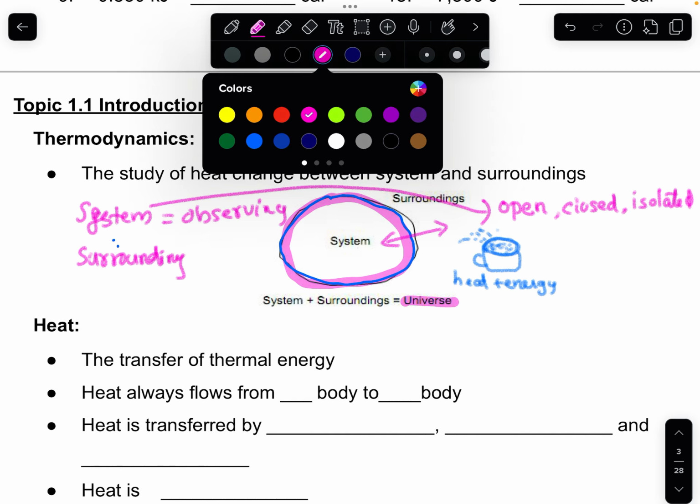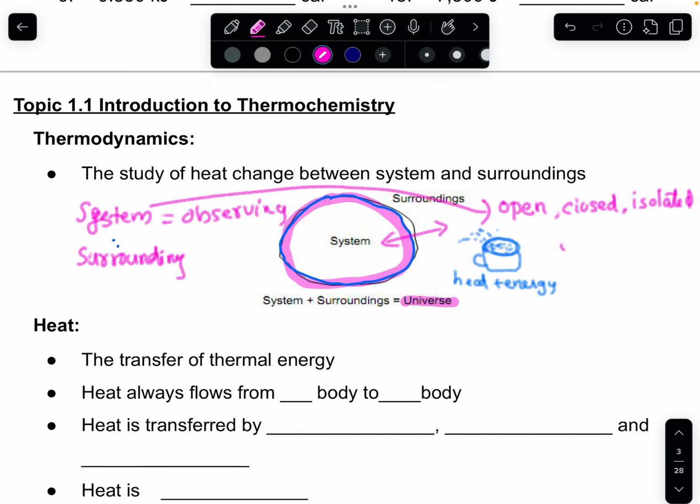Okay, then second example, same coffee cup, but this time I've closed that with the lid, completely closed. But we know that it is a cup, so still the energy can go outside, but no matter. So a closed system can exchange only what? Only energy, no matter. That means no water molecules or ingredients are escaping from that.